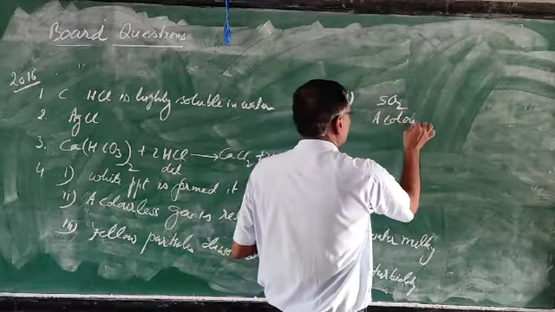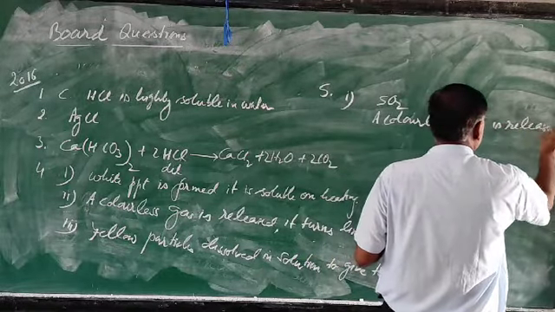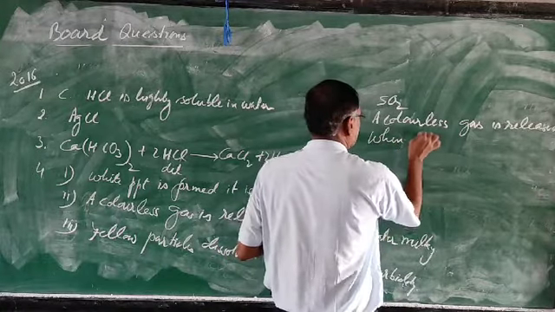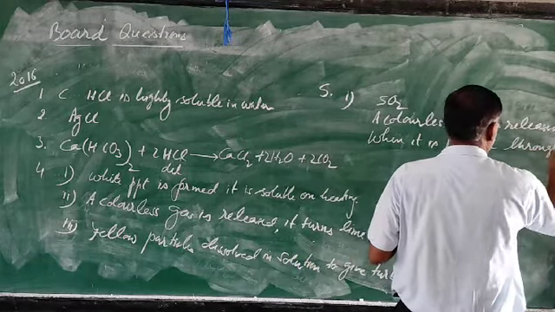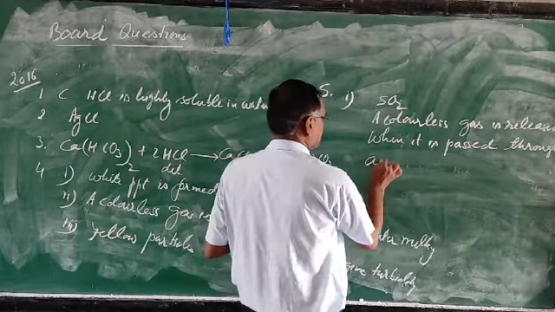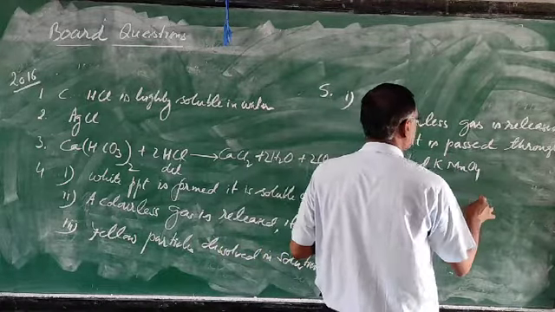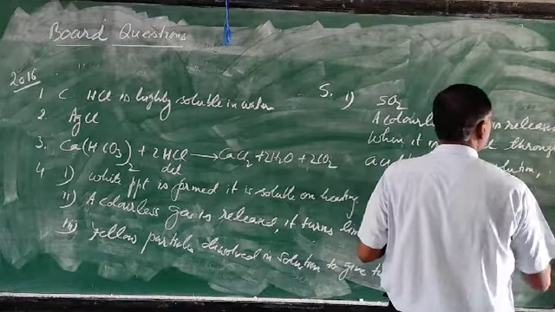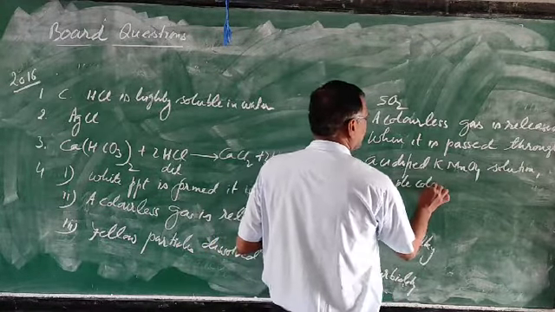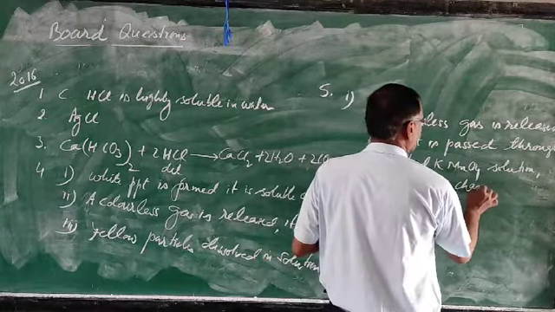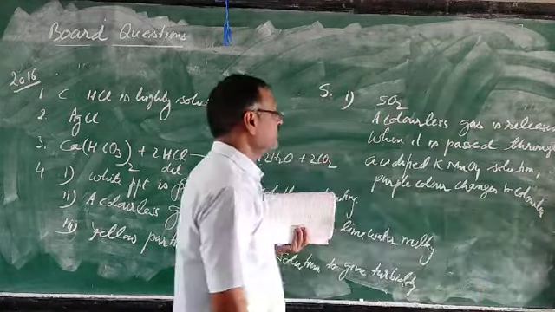So a colorless gas is released when it is passed through acidified KMnO4 solution. Purple color changes to colorless.